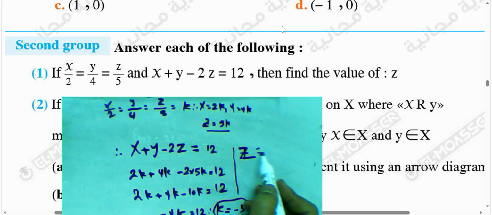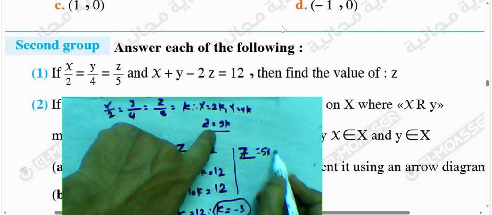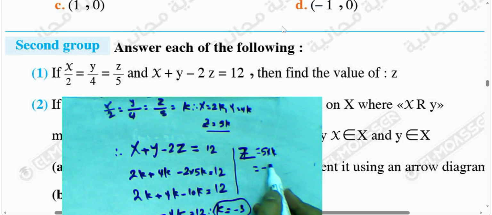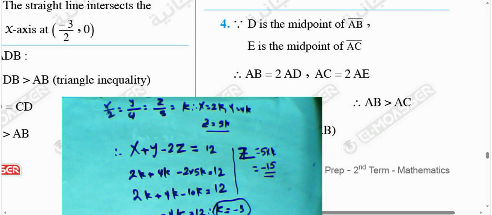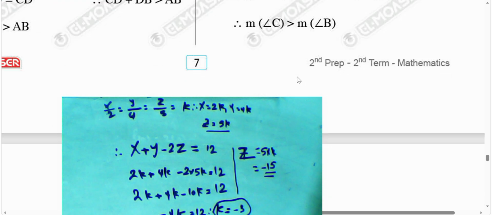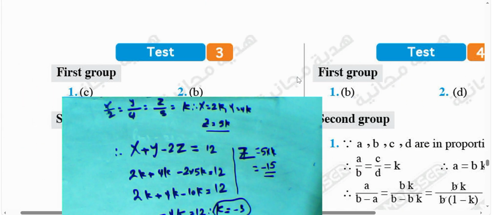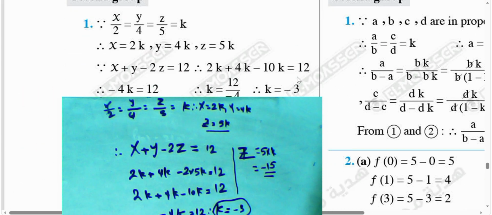Z will be what? Look here, z is 5k. 5 times k, then 5 times negative 3 is negative 15. The value will be negative 15. You can also read the solution here. If your answer is not correct, you can read the solution here about the steps.